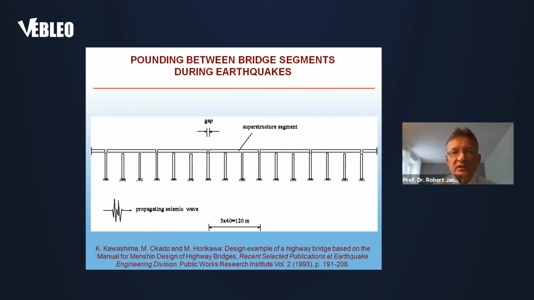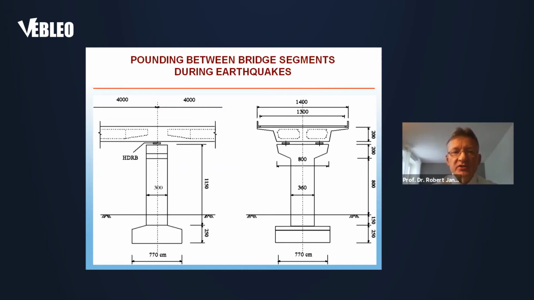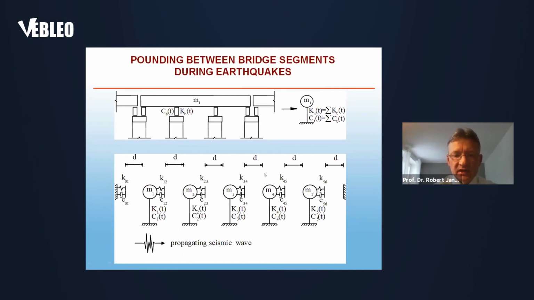Let us start with showing some results for the real case structure, which is the bridge which was designed according to the so-called manual for menshin design of highway bridges. This is the document which is used in Japan to construct structures resistant to earthquakes. The cross section of the bridge shows that the piers are relatively massive with relatively large cross sections. So actually they are so massive that we do not even have to take them into account in the response analysis.